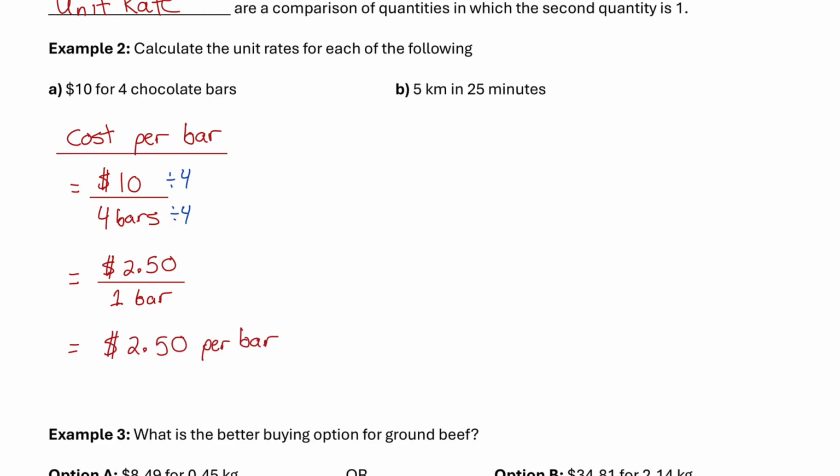And you may notice a shortcut for getting the unit rate. If we had just taken the original fraction, 10 over 4, and remember, a fraction is just a division question, this bar is just a division line, and done 10 divided by 4, it would have given us 2.5.